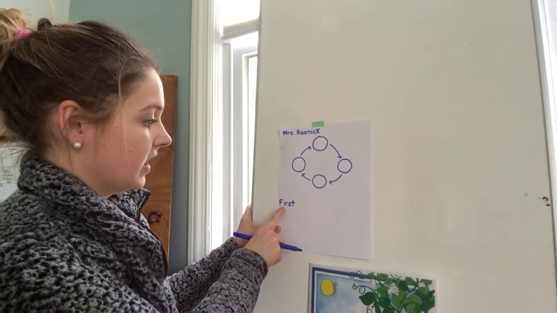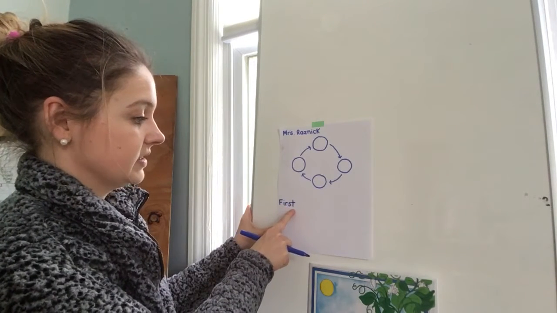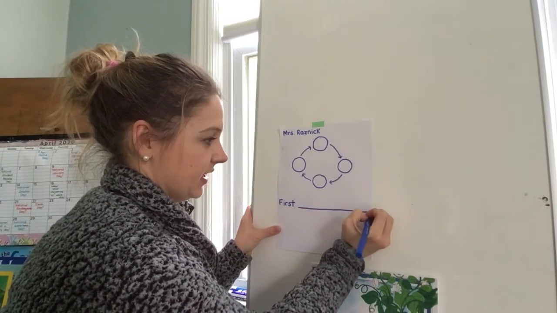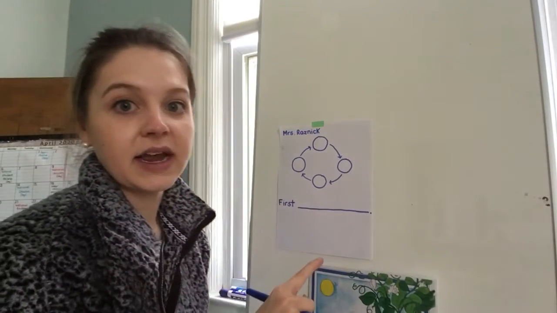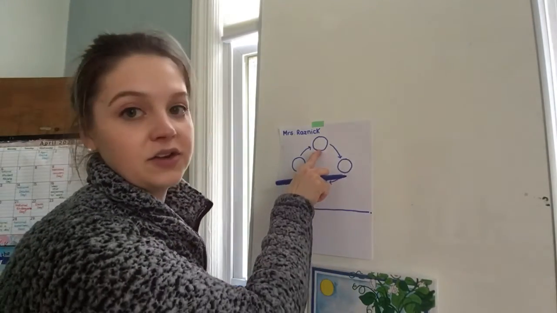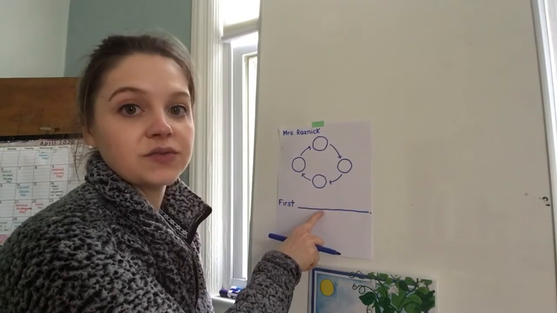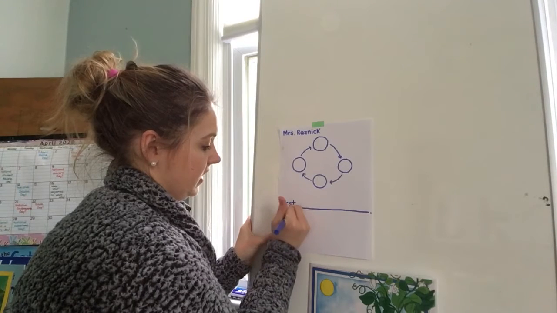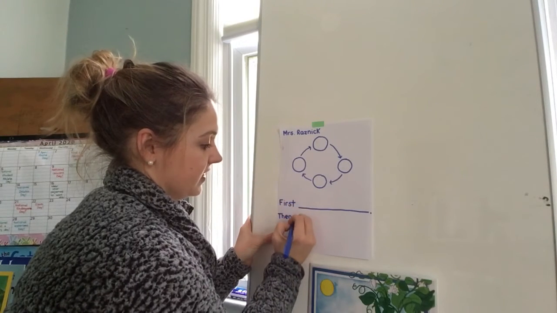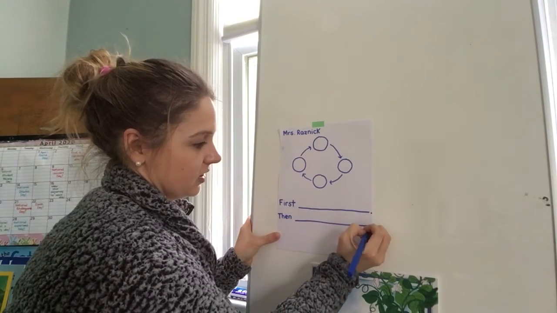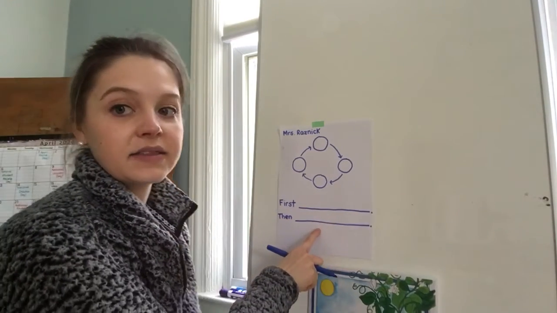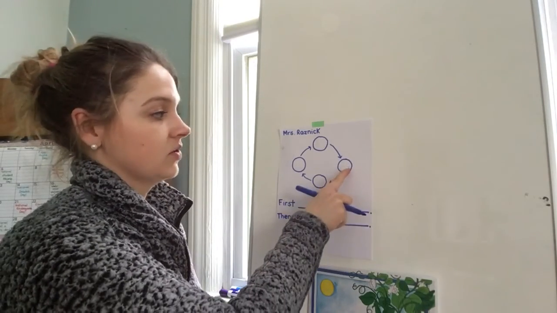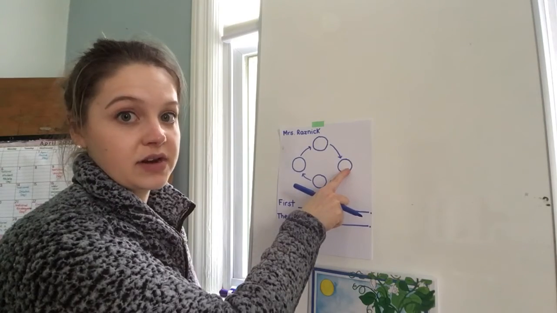It's F-I-R-S-T. Then after the word first, you're going to want to draw a line. On this line, this is where you're going to be writing what happened in your first picture. What happens first? Then you're going to use the popcorn word then and draw another line. On this line, you're going to talk about what's happening in this 2nd picture, the one with the roots and the seeds starting to sprout.